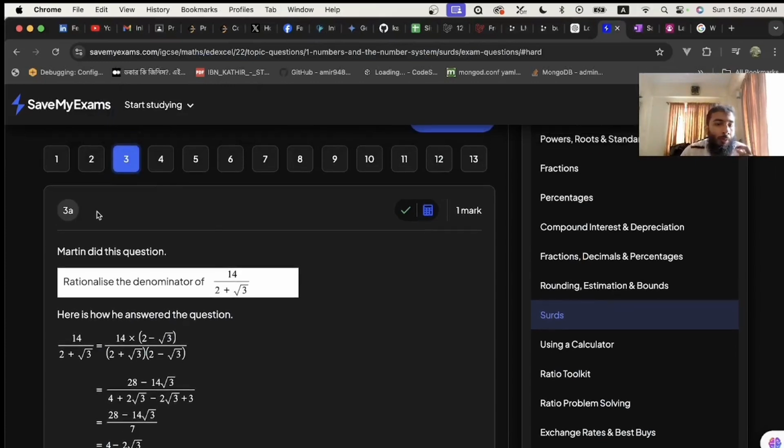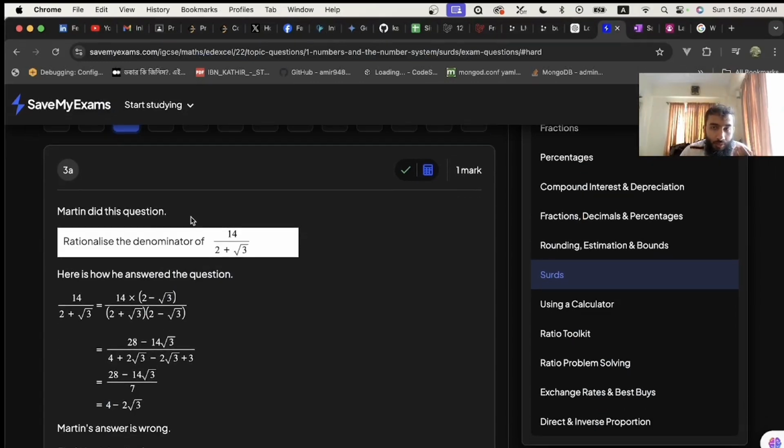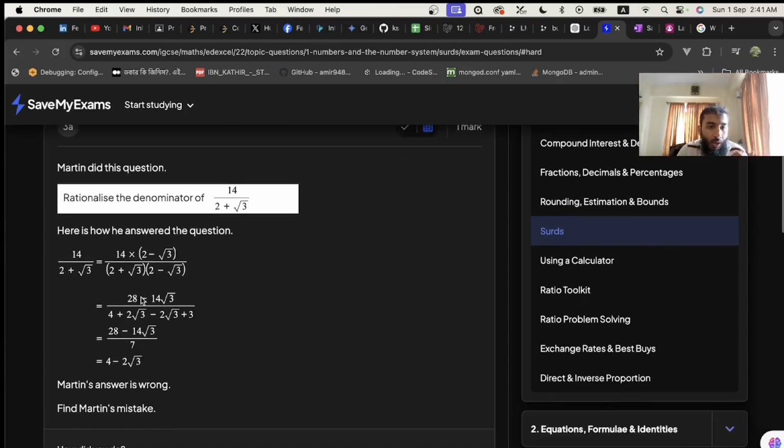Now let's focus on problem number 3a. Let's read this. So Martin did this question. The question says you have to rationalize the denominator of 14 by 2 plus root 3. So you have to remove the denominator and express this as a purely numerator based number. So let's see how he answered this. This is how he answered this, and this is the answer that he got, but the answer is wrong. So you have to find the mistake that Martin made.